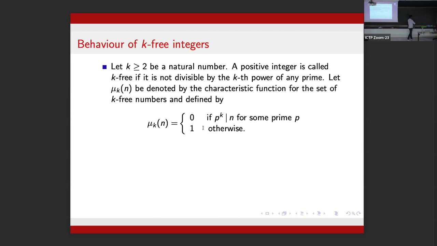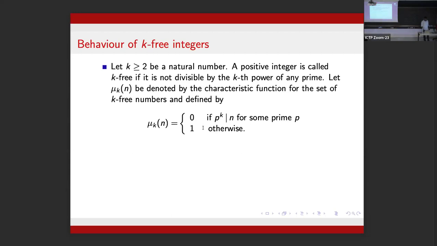And this is called 2-free, or square-free. If you're writing mu 3 here, then 2 squared times 3, this is equal to 1. But mu 3 of, say, 2 times 3 cubed, this is equal to 0. So power at most 2, that is 3-free. But if you're taking power 3, this goes to 0. This is a kind of characteristic function for k-free numbers. So this is the way we can define the k-free numbers.